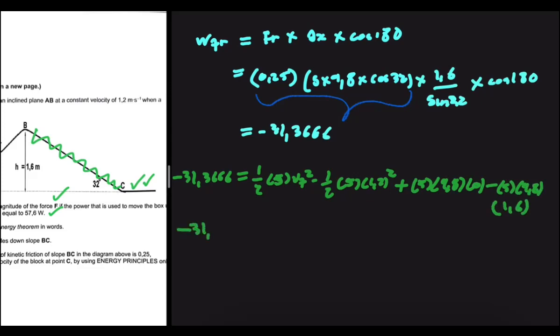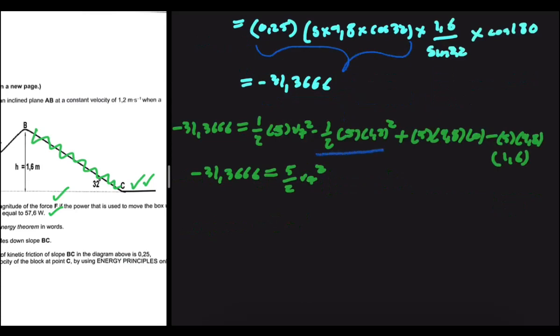So minus 31.3666 will be equal to 5 divided by 2 Vf squared. So now we just need to add this term with this term. This will give us 0. If we do that, we're going to get minus 78.4. It is obvious what we need to do at this point. We need to take minus 78.4 to the left-hand side. We're going to have 47.0334 being equal to 5 divided by 2 Vf squared.